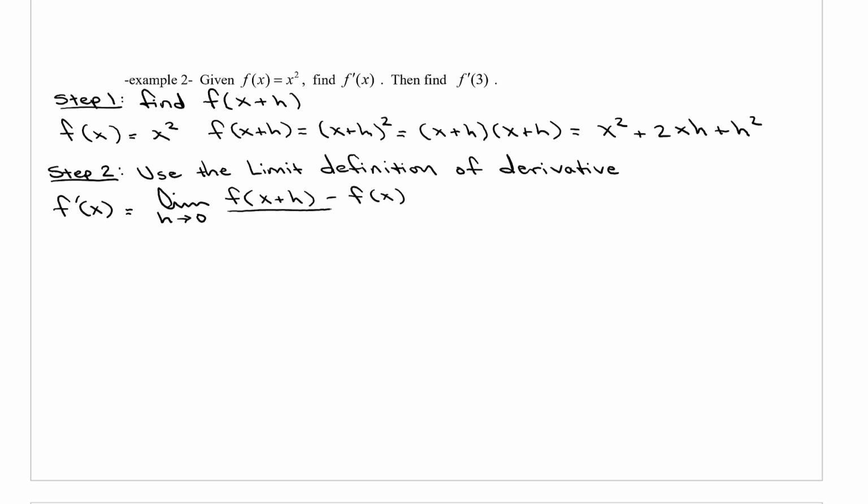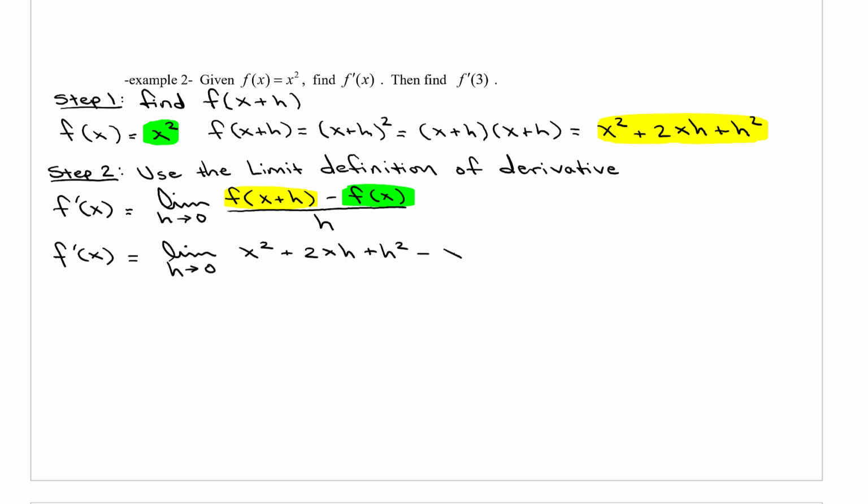I'm going to highlight the f of x plus h, and I'm going to highlight what f of x plus h is equal to up here, the x squared plus 2xh plus h squared. And the f of x was equal to x squared, so I'm going to highlight the f of x in green, and I'm going to highlight the x squared in green. I'm going to substitute now. f prime of x is equal to the limit as h approaches 0 of x squared plus 2xh plus h squared minus x squared over h.